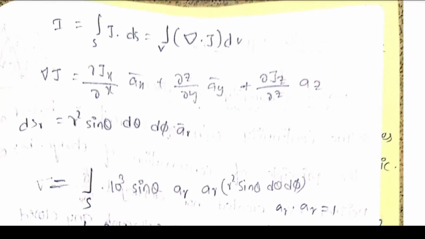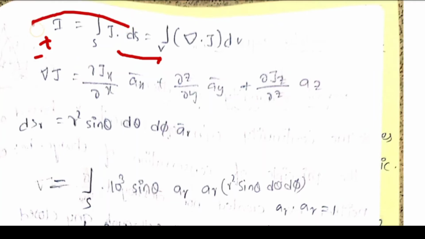We already derived that current I in any surface is equal to surface integral J dot ds. If you want to convert the surface integral to a volume integral by using the divergence theorem, it is volume integral del dot J dv. We want I only, the current passing through the surface. Hence we are using this formula only, we are not using this one.